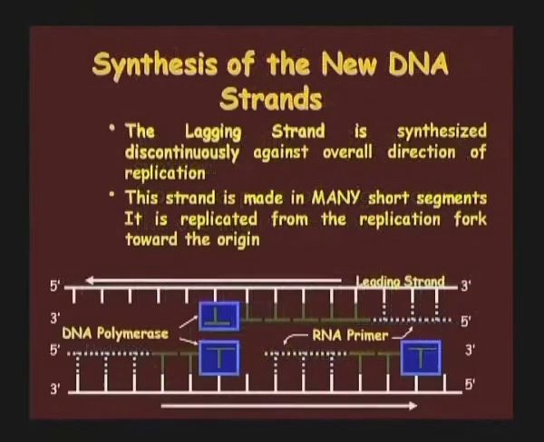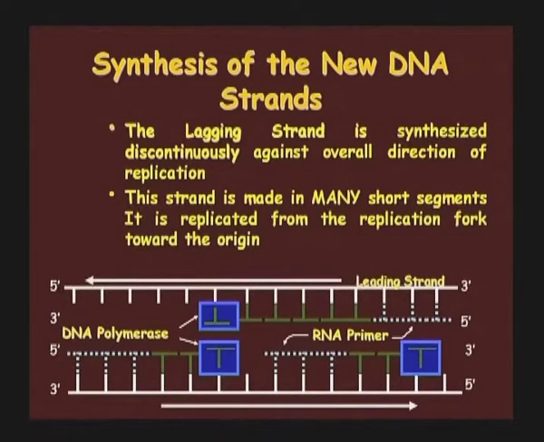In the synthesis of the new DNA strand, the lagging strand is synthesized discontinuously against the overall direction of the replication. This strand is made in many short segments. It is replicated from the replication fork toward the origin.